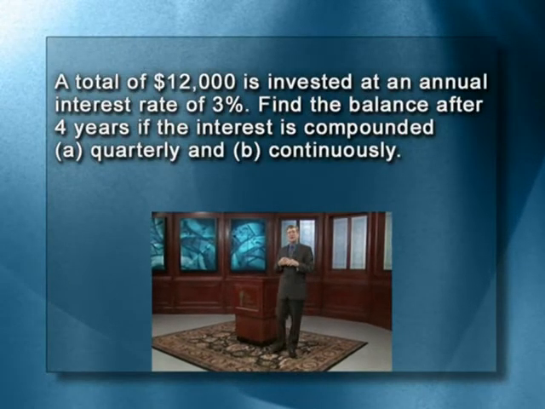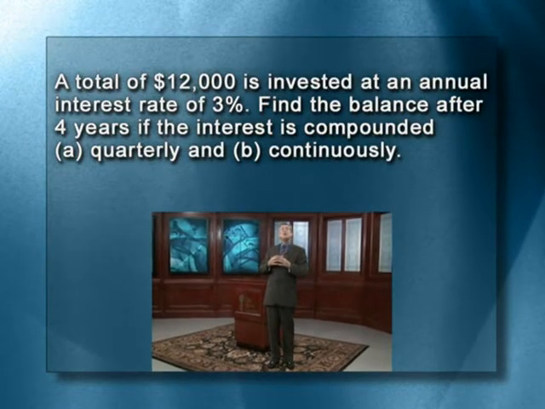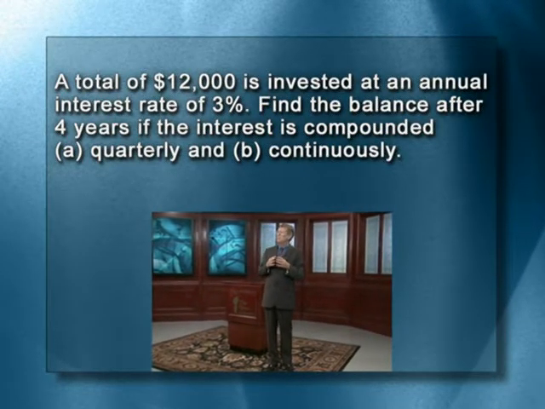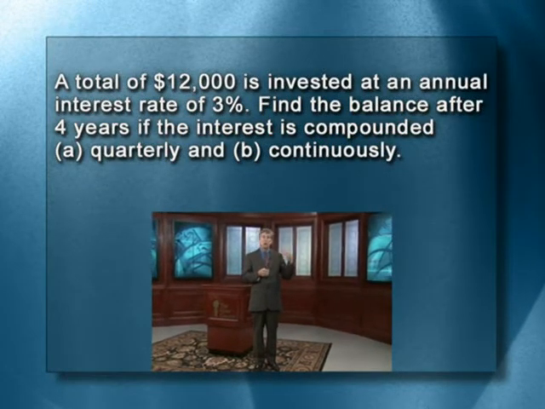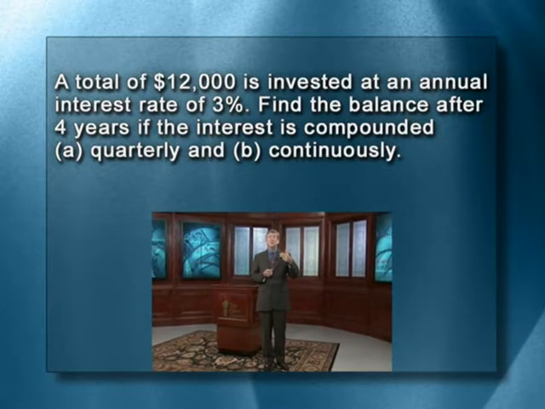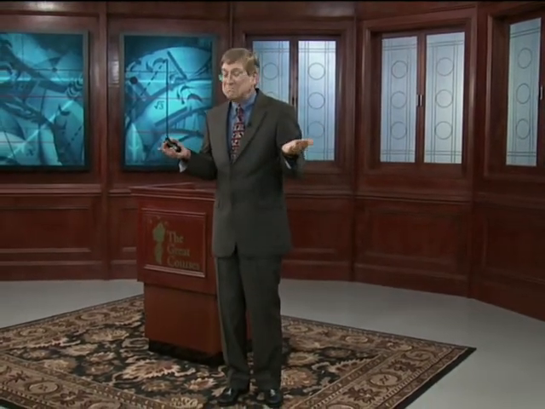Let's do an example to show how these formulas work. Suppose you've got $12,000 and you're going to deposit it in a bank at 3% interest. Let's find the balance after 4 years in 2 different cases. First of all, it's compounded quarterly, and second of all, it's compounded continuously. You think you'll have more money if it's compounded continuously? You would think so, wouldn't you? It's being compounded more often. You think you might have an infinite amount of money? Now, it's too bad you don't, but you have slightly more. Let's do the arithmetic. How much do you have?